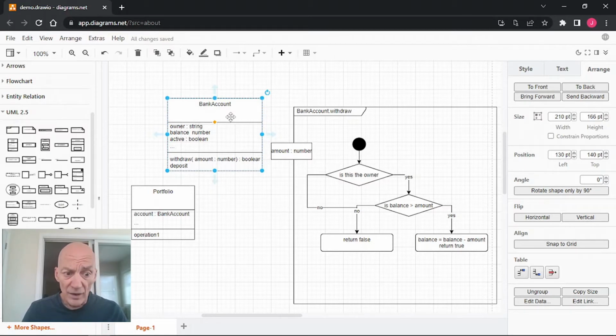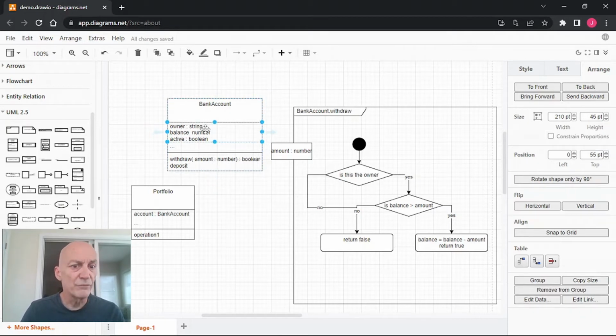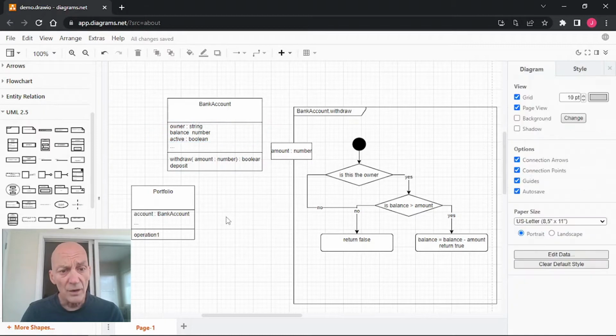In other words, an individual person might have several bank accounts. An actual bank might have thousands of bank accounts, individual ones, each with its own value for the owner, its own value for the balance, and its own value as to whether it's active or not. So again, we're describing so far the classes, the kinds of things that exist in this system. So let's look now at how we would actually create an object. How would we actually use one of these things?